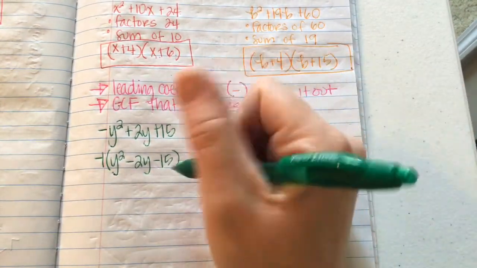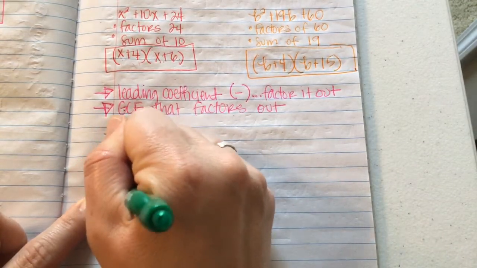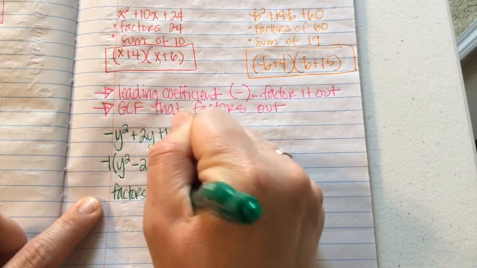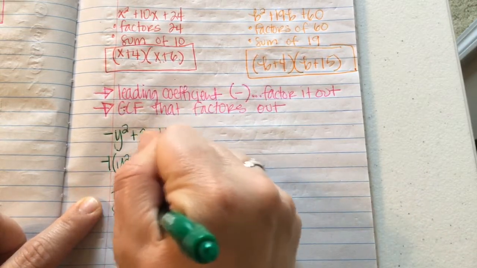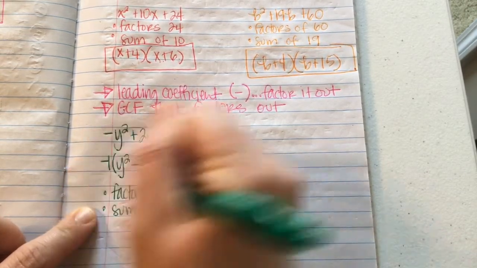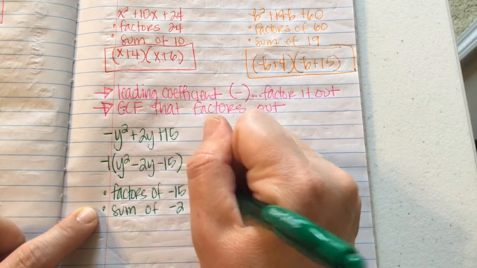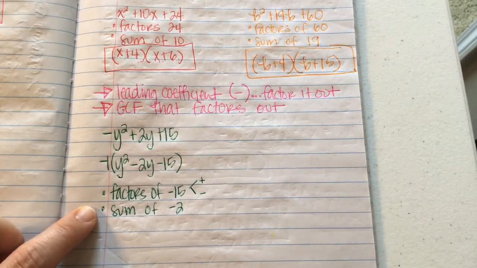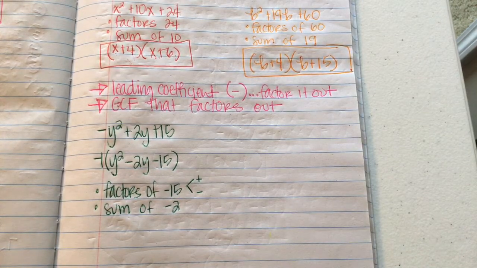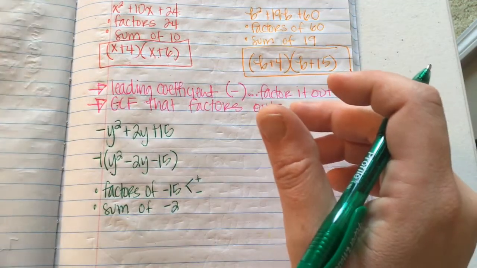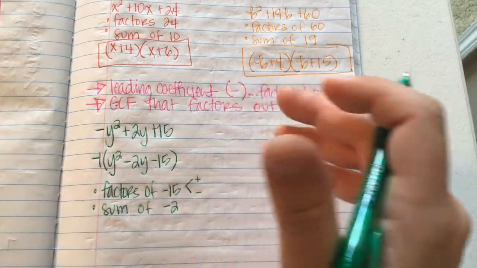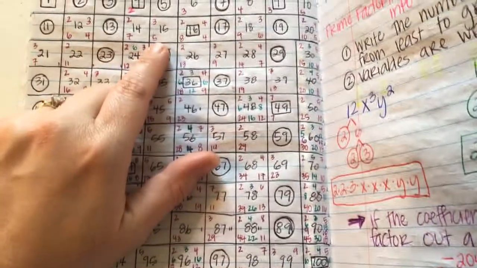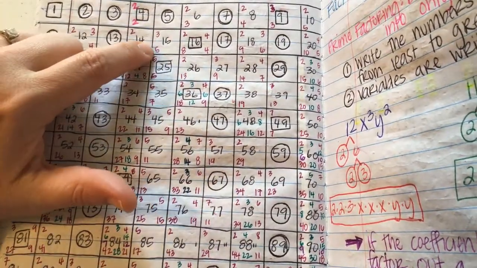So now I have a negative value, right? I'm looking for factors of negative 15 that have a sum of negative 2. So the only way to make negative 15 is 1 positive and 1 negative, right? I'm looking for factors of a negative value, and the only way to get a negative value is 1 positive, 1 negative. So if you don't know your factors of 15, you can go right here. Only way to get it is 3 and 5.